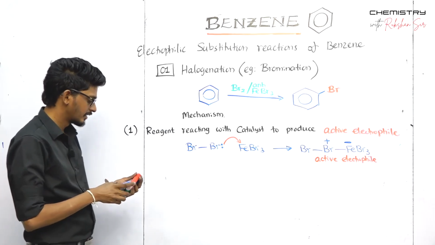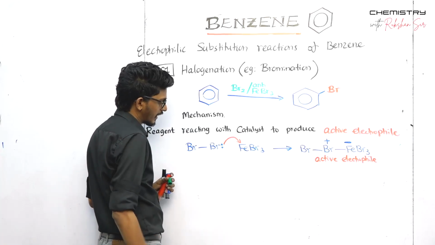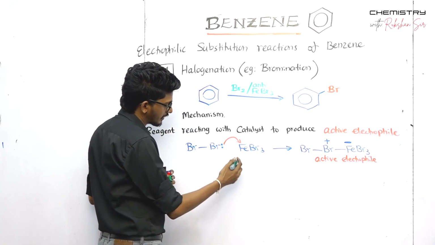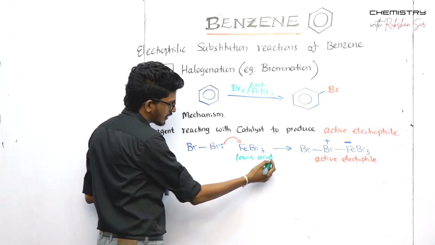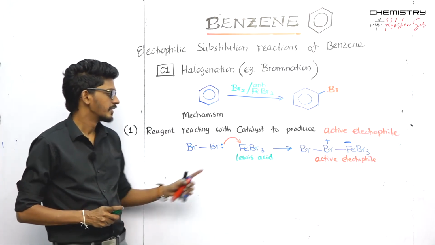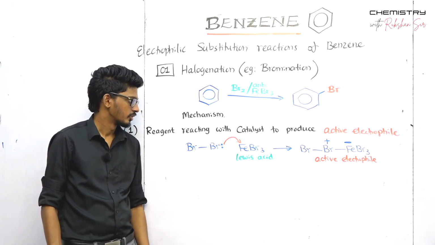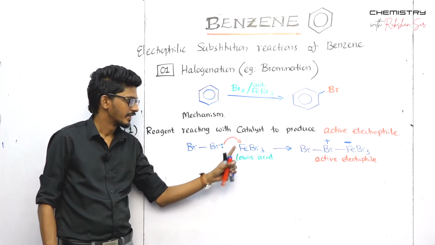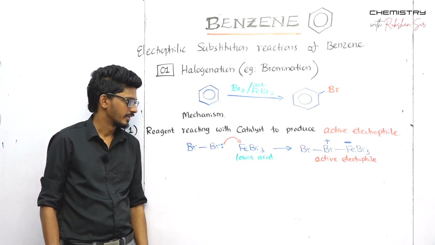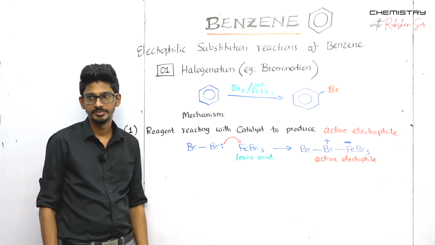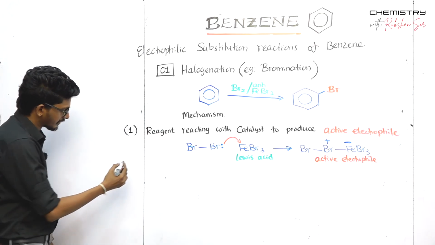In this case, as the FeBr3 catalyst accepted a lone pair, it is also referred to as a Lewis acid. Lewis acids are the ones which accept lone pairs. So in this mechanism, FeBr3 is referred to as a Lewis acid. Now, this is the formation of the active electrophile. Let's copy the second step.